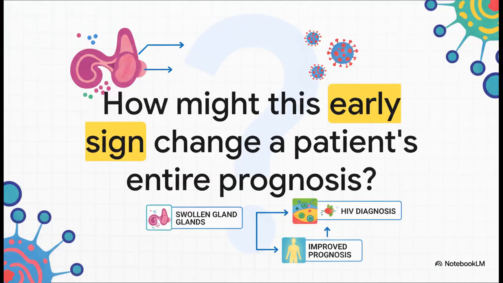So, let's end with this thought. A patient comes in with swollen glands. And by correctly navigating this whole differential, a clinician doesn't just diagnose a salivary gland issue, they might be making the initial diagnosis of HIV. Catching it at this early stage can dramatically, completely alter a patient's life and their prognosis. It's just a powerful reminder of how a seemingly localized symptom can be the key that unlocks a massive, systemic diagnosis.